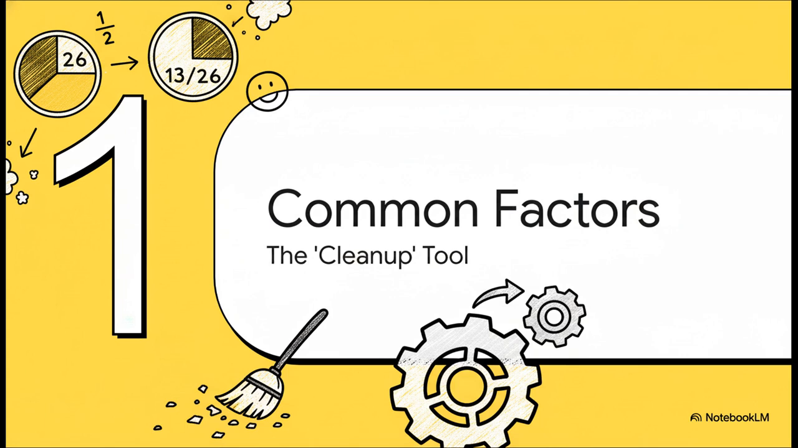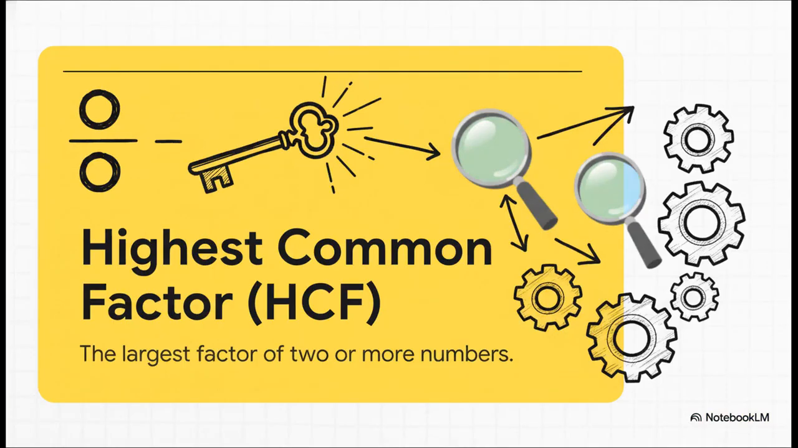First up is what I like to call the cleanup tool. Think about it. Simplifying a fraction is kind of like decluttering your room, right? It just makes everything so much easier to see and work with. I mean, who wouldn't rather deal with 1/2 instead of its messy cousin, 13 over 26? So the secret sauce for simplifying is something called the highest common factor, or HCF for short. I like to think of it as the master key that unlocks a fraction's simplest, cleanest form. It's just the biggest number that divides evenly into both the top and the bottom parts of the fraction.